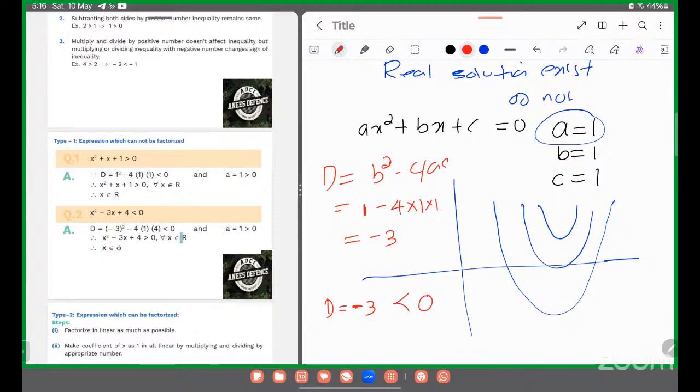Less than 0 means which curve we have to consider? This one. Since D is less than 0, we cannot go for these two. These are for D greater than 0 and D equal to 0, and this is for D less than 0. So since the graph is not touching the axis, there will be no real solution.